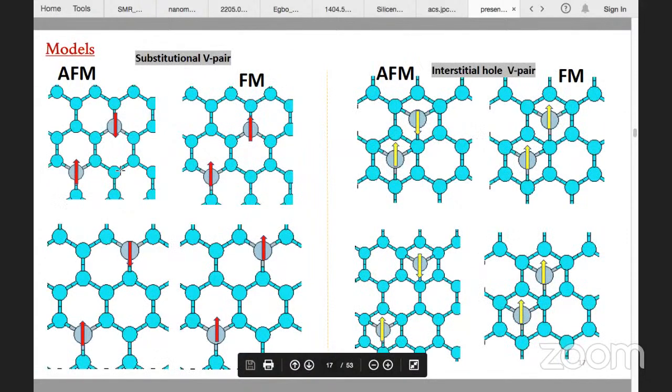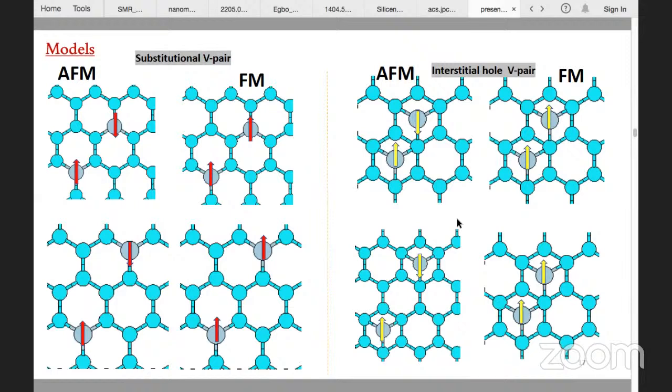So then we have two vanadium atoms at these lattice positions, and they have different magnetic orientations. We have the antiferromagnetic orientation, where the vanadium atoms are oriented in opposite directions, and the ferromagnetic orientation, where they're in the same direction. When we put two vanadium atoms in the lattice, we consider these two orientations, and of course we separate them. We study the structures in terms of the magnetic orientation and the separation between them.